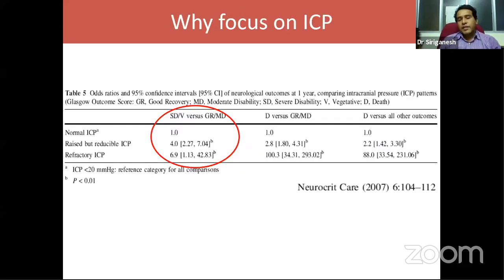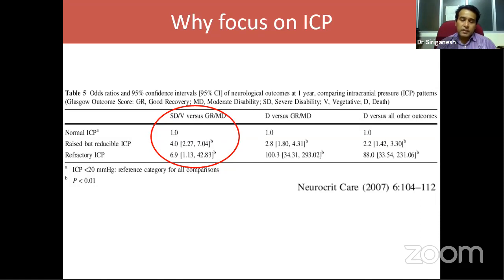So why is ICP important? Why so much focus on intracranial pressure? This study shows how a normal ICP and raised but reducible ICP and refractory ICP results in different outcomes. As you can see there, if you look at good outcomes, that is good recovery and moderate disability, versus severe disability and vegetative state as an outcome measure, you see that if the ICP is refractory, there is odds or likelihood of poor outcomes by about 7 times.